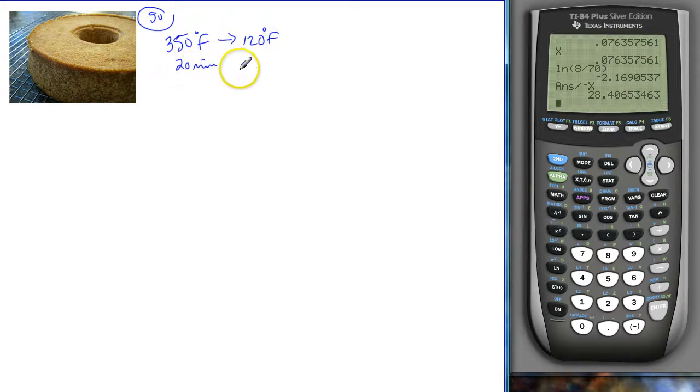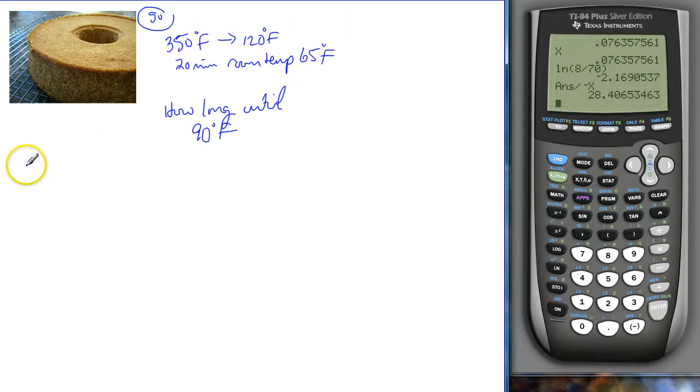So 20 minutes, the room temp was 65 degrees. Now the question is, how long until the cake is 90 degrees? So that was the question they gave us. So we're going to write down our formula.